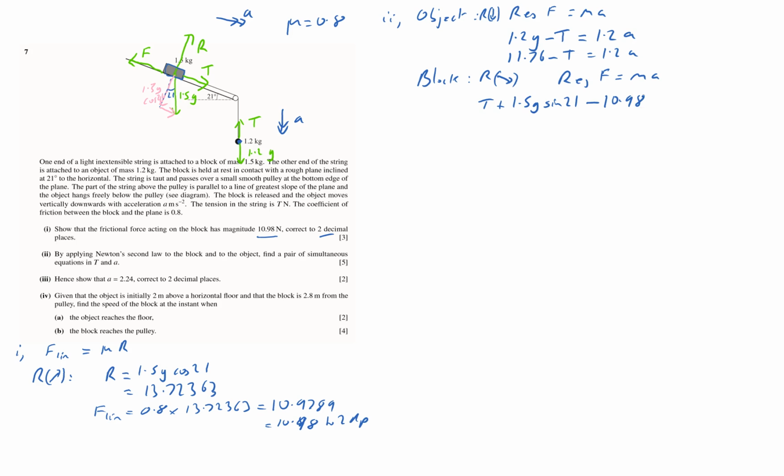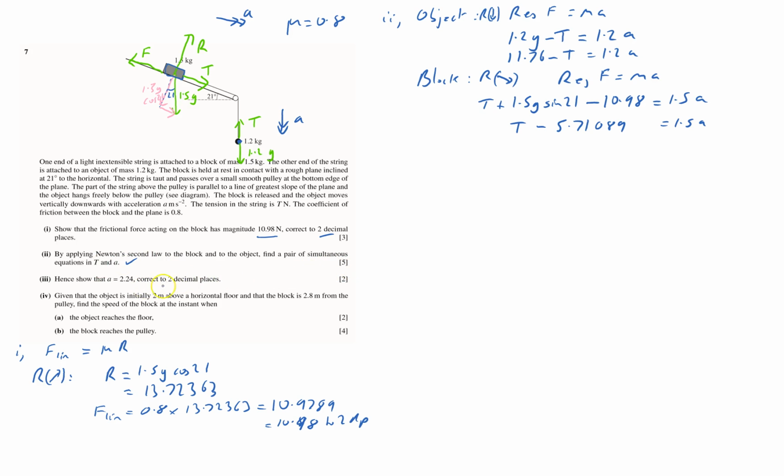I should keep more accuracy really, 10.9789. And that equals the mass, which is 1.5, times the acceleration. Gives me that. I can link this together and it gives me T minus 5.71089 equals 1.5 A. And that's done it. I now have a pair of simultaneous equations in T and A.